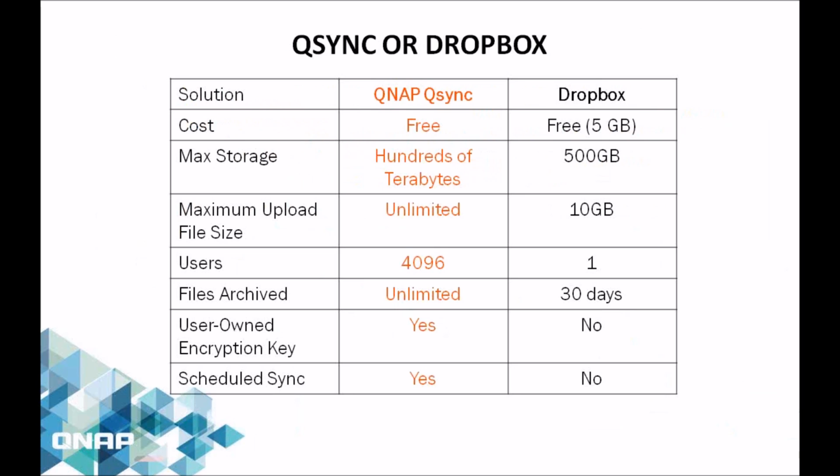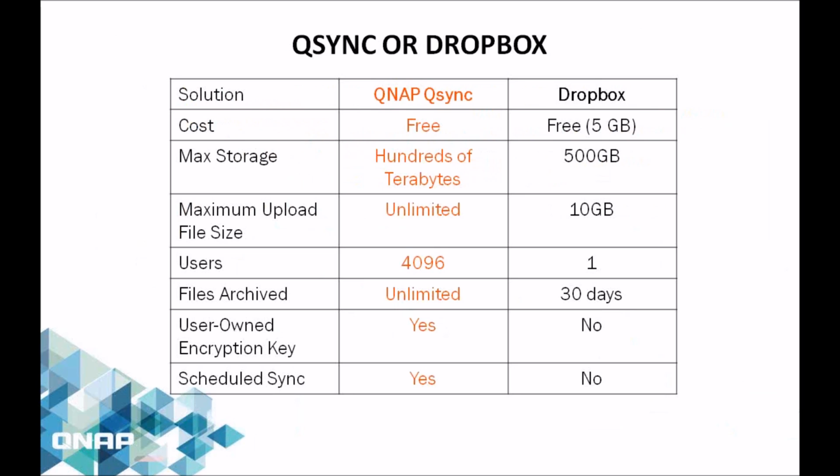The cost for the QNAP Qsync is free. In essence, it comes as an application with your QNAP NAS when you buy it. When you purchase it, it's just an application that you launch. With Dropbox, you get about 5 gigs free. The maximum storage for the Qsync is hundreds of terabytes, obviously depending on the size of your NAS system and how many hard drives it has. That's basically your max storage. For Dropbox, the limit is 500 gigs. Maximum upload file size for the QNAP Qsync is unlimited. There is no limit. For Dropbox, it's 10 gigs.